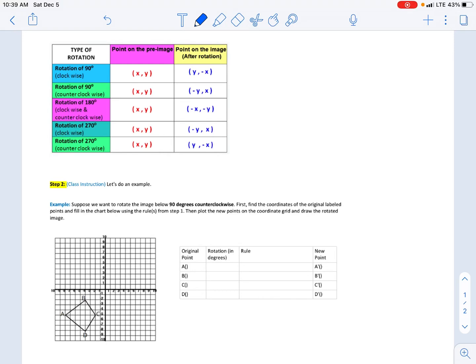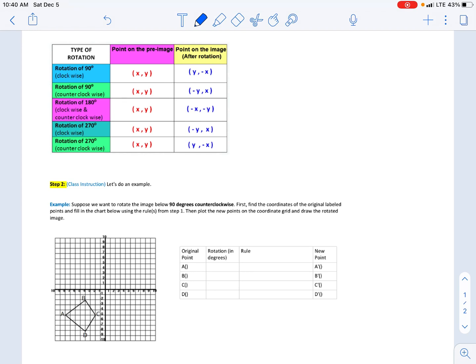Everyone. So today we're going to talk about rotating shapes counterclockwise. Yesterday we were talking about rotating shapes clockwise 90 degrees, 180, or 270. So now instead of clockwise, we're going to rotate them counterclockwise: counterclockwise 90 degrees, 180 degrees, and 270 degrees. All right.